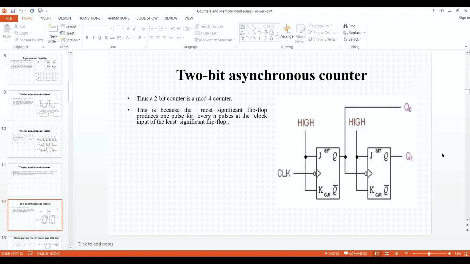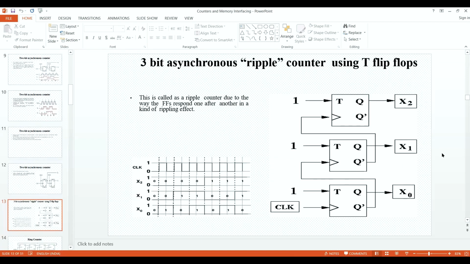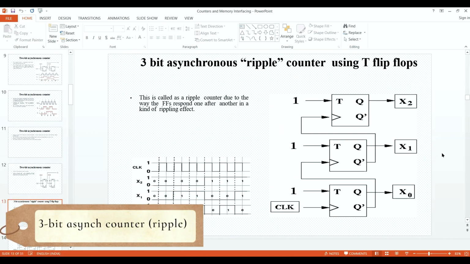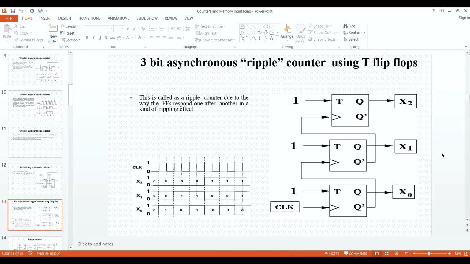So we can say a 2-bit counter is nothing but a mode 4 counter, right? You can see the most significant flip-flop produces 1 pulse for every n pulses of the clock. When we talk about a 3-bit asynchronous counter, that means I am using 3 flip-flops. If I'm using a 3-bit asynchronous counter, that means I am using 3 flip-flops, that is fixed.